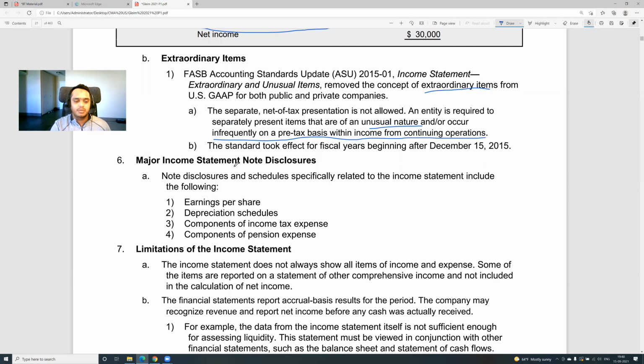Now, the major statement note disclosures: earnings per share, depreciation schedules, components of income tax expense, components of pension expense.